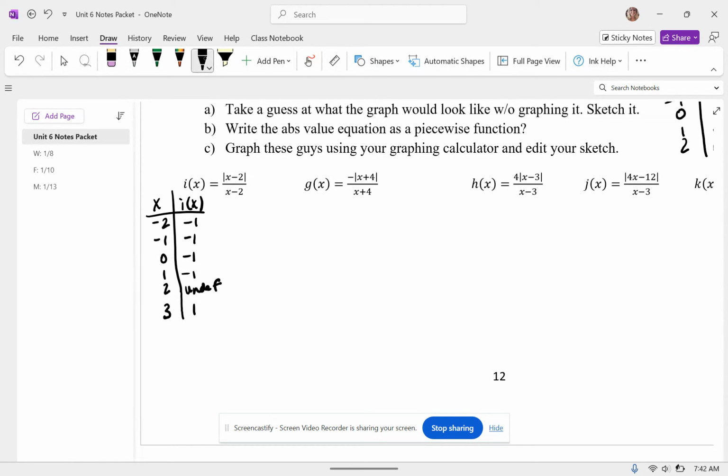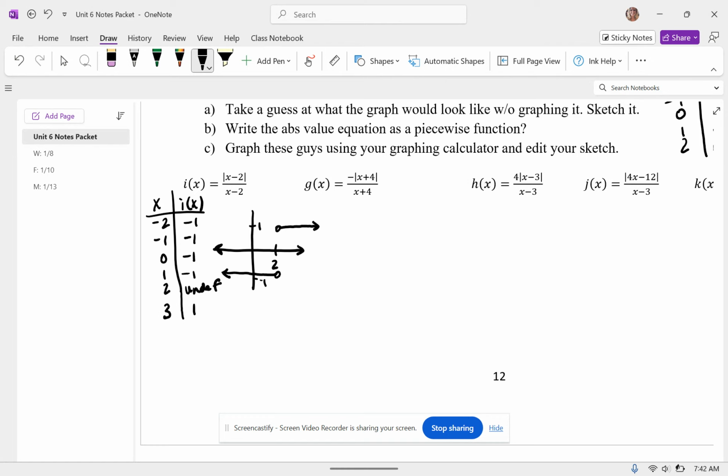Then you're going to take your little sketch. You're like, oh, okay, I was going through the numbers, and I saw that I'm at -1 until I get to 2, right? And then at 2, there's going to be a jump, and then I'm going to switch to 1. So that's all you need for your sketch, okay?